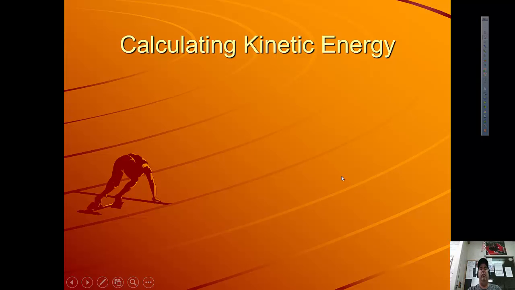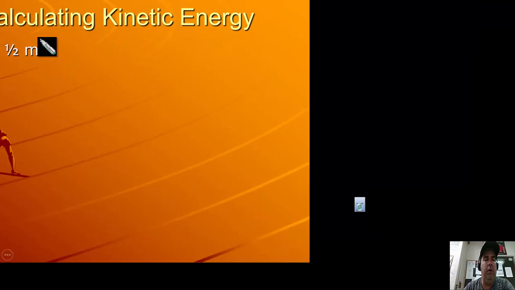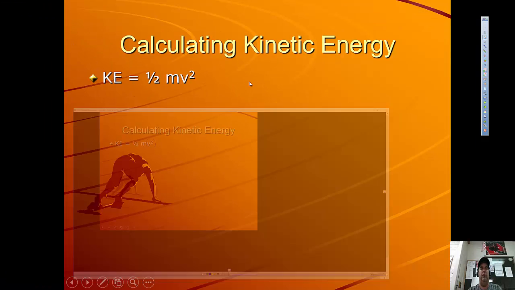When we go ahead and we calculate kinetic energy, it is going to be equal to 1/2 multiplied by the mass multiplied by the velocity squared. Now, here's the thing. When we look at this, there's going to be a parenthesis that really goes around this right here. We're not squaring all of this. What we're going to do is take the velocity squared first and then multiply it by the mass and then divide it by 2. That's where that 1/2 comes in.